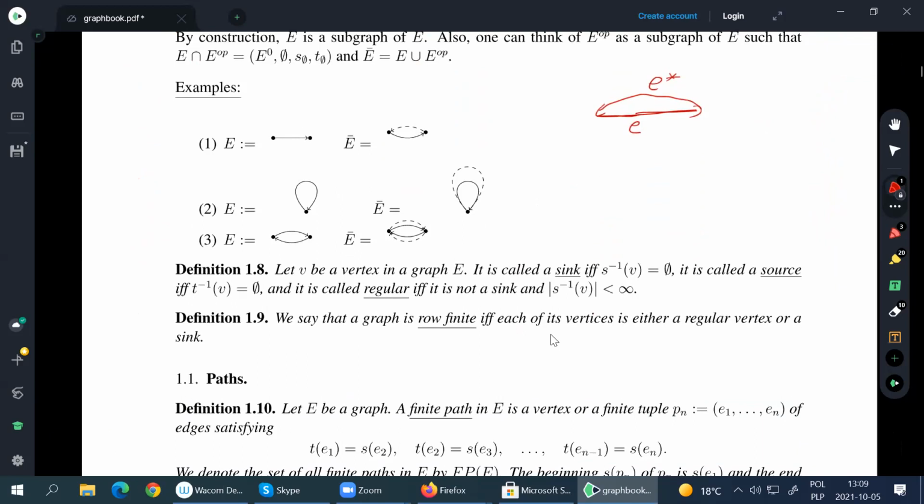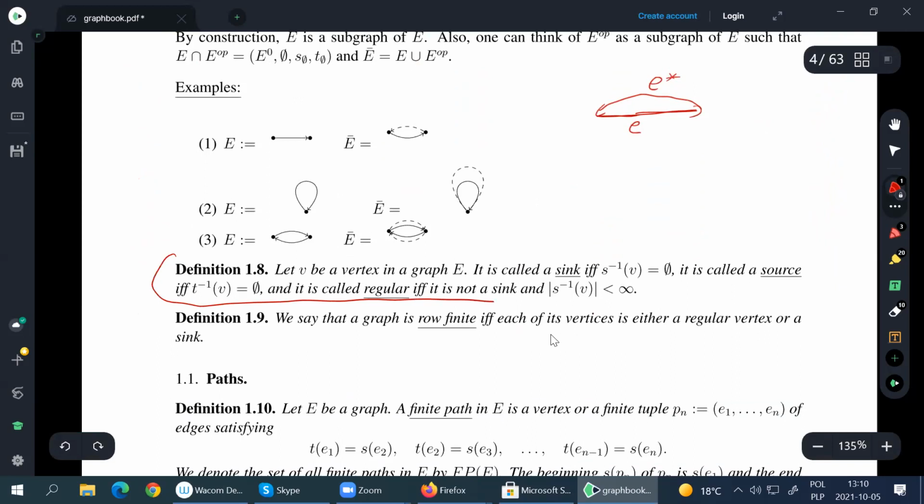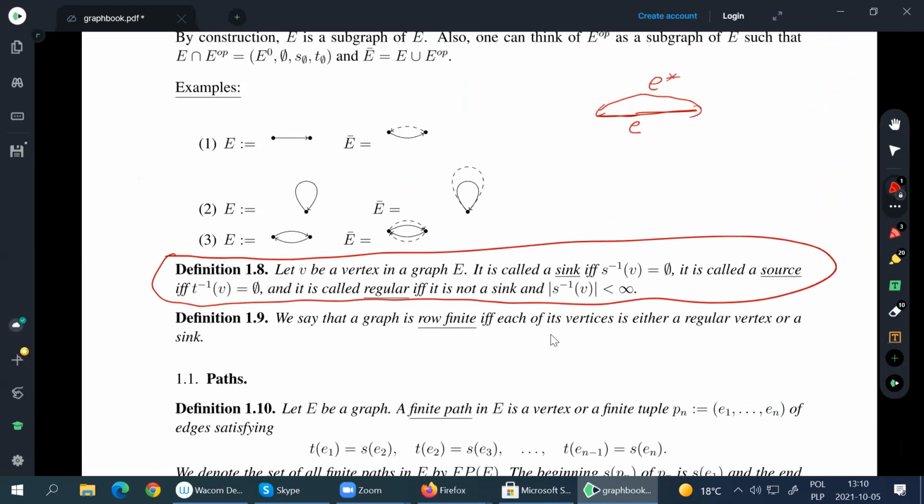Okay, so that's another thing which I need, some terminology, which is very useful. I will use the concept of a regular vertex. It's very important for the Cuntz-Krieger relations. So I have an arbitrary graph E, and we call a vertex a sink if it emits no edges, right? So the preimage of the source map of this vertex v is the empty set, okay? And analogously, it's called a source if it does not receive any edges, right? So it only emits edges, it's called a source. It only receives edges, so it's called a sink. I think this terminology is quite understandable.